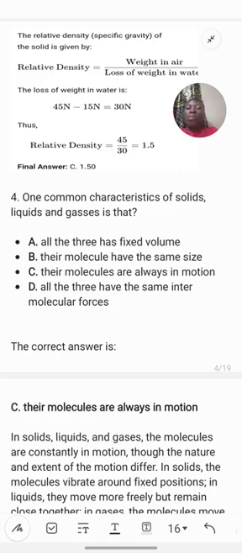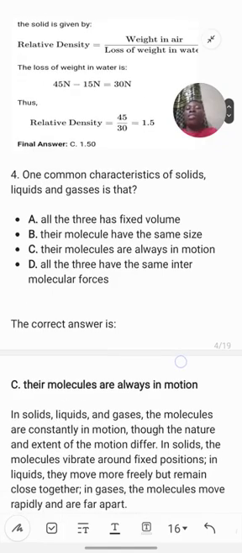Then they don't have the same size. It's not possible. Their molecules, they have the same size? No. Then all the three have the same intermolecular forces? Not at all. The intermolecular forces are not even in gases. Okay, if you remember the principle of ideal gas, the law of ideal gas.